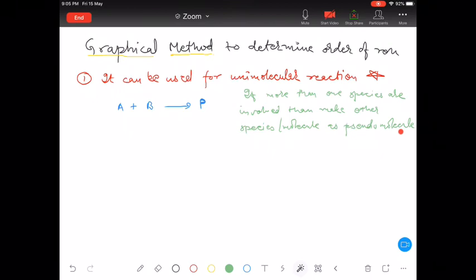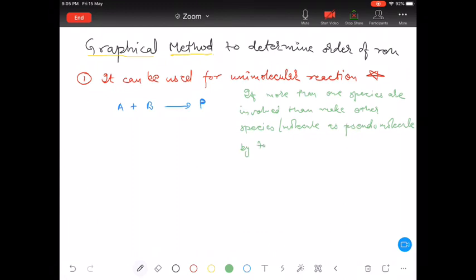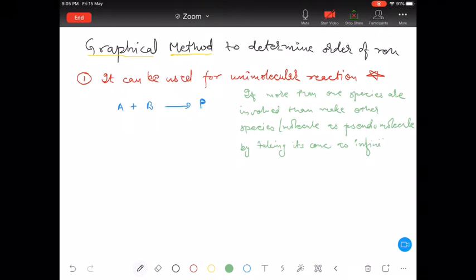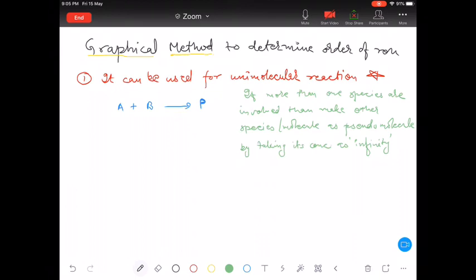So the question arises, how I can make a particular molecule as pseudo molecule? By taking its concentration as infinity, or simply by taking it in a huge amount. For example, or means making that reactant to be pure one only.